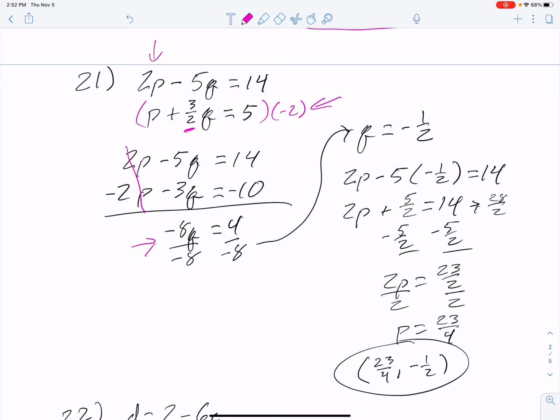My 2 p's add up to 0. I get -8q equals 4. Divide by -8, and q is -1/2. Again, I wanted to avoid this fraction, so I subbed q into that first equation and started solving. -5 times -1/2 is +5/2. I subtract 5/2 from both sides. Divide by 2. Remember, when you're dividing by 2, it's the same as multiplying by 1/2, and so that gets me my 23/4, and I've got my solution.